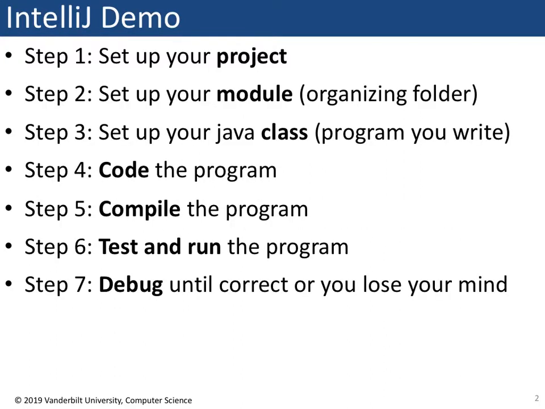The general process for setting up the IntelliJ Studio is to set up a project, then set up a module. Now we're only going to set up one project for this course. All your programs will be kept in a single project. Each assignment will be kept in a separate module, and then for each of the components of a specific assignment, you will have a Java class.